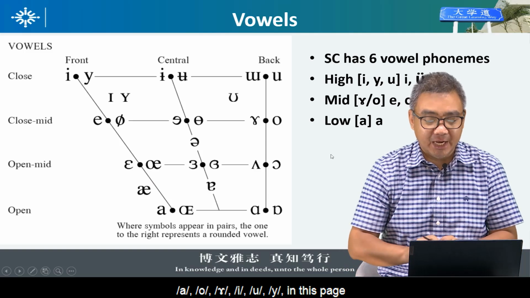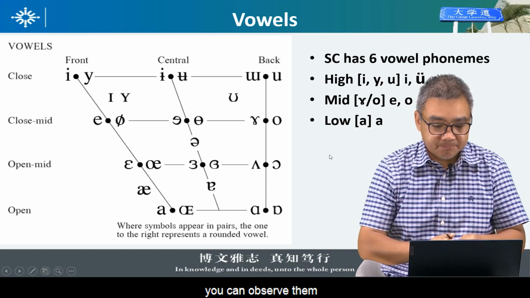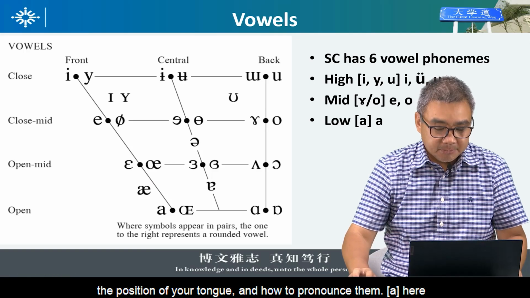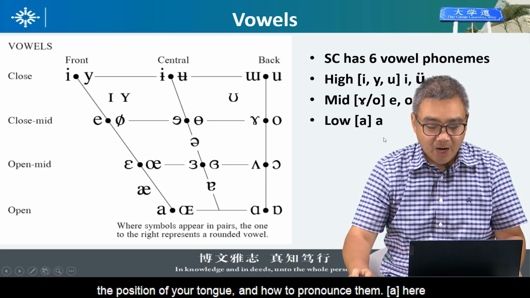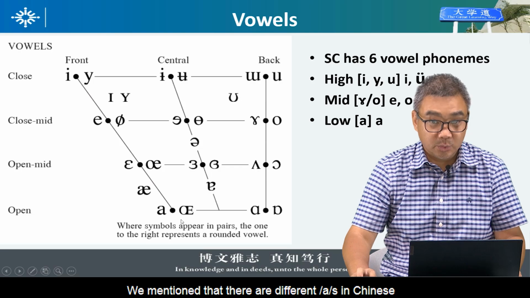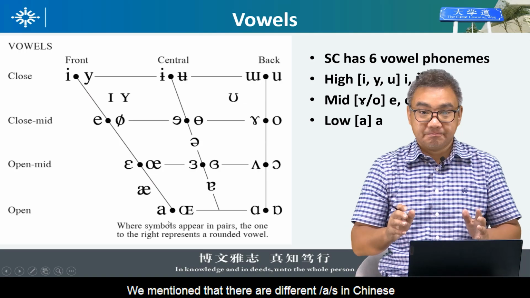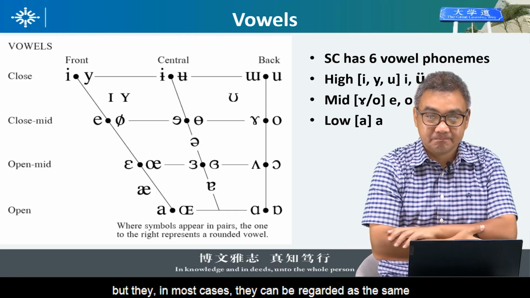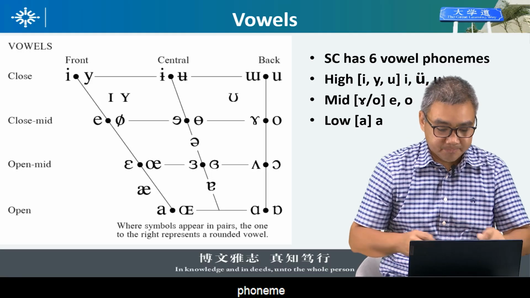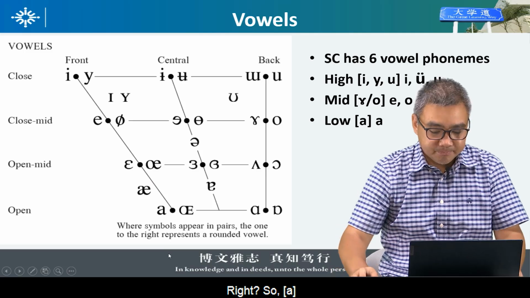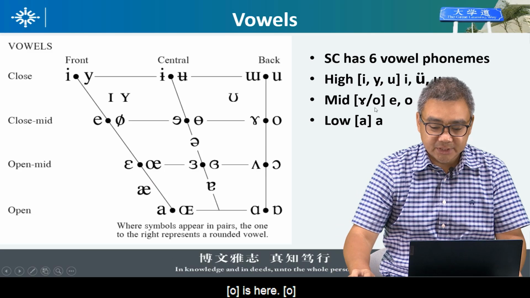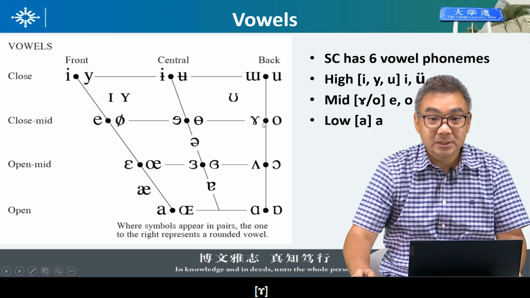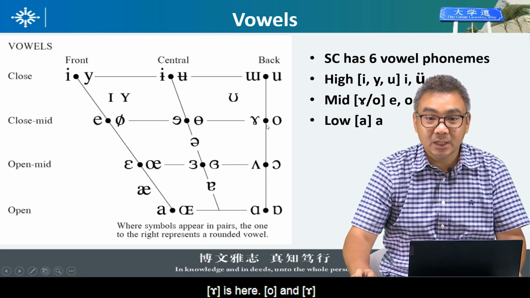In this page, you can observe them, the position of the tongue, and how to pronounce them. R is here. Okay, R. We mentioned that there are different R in Chinese language, but in most cases they can be regarded as the same phoneme, right? So R and O is here, O, R, O, is here. O and R are a pair.